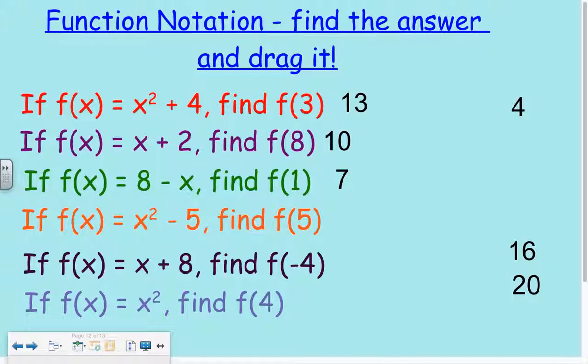x squared minus 5 would be 5 squared minus 5, which is 20. x plus 8, so it would be negative 4 plus 8, which is 4. And x squared would be 4 squared, so it's 60. That is the end of the chapter 1 review.